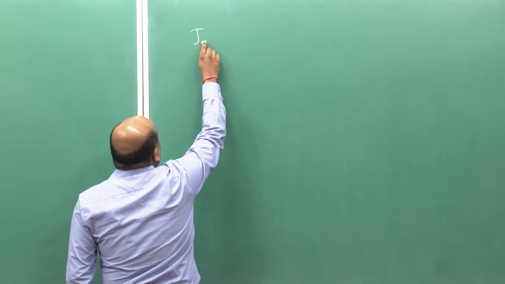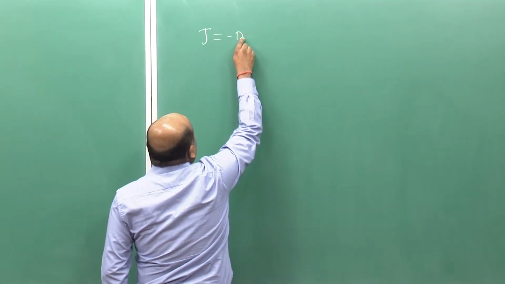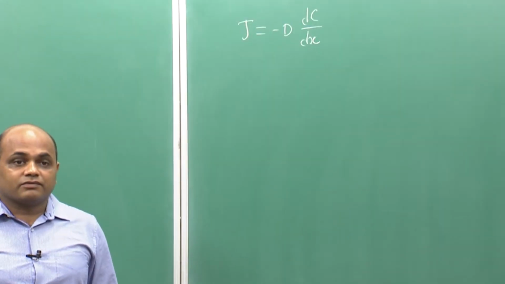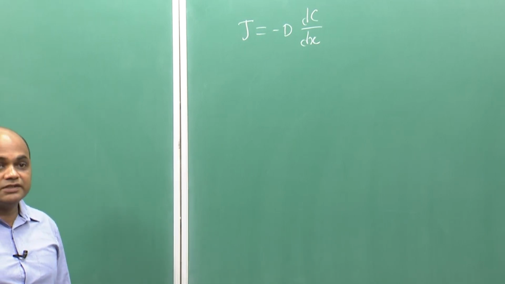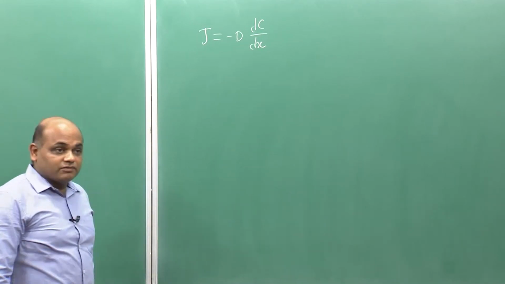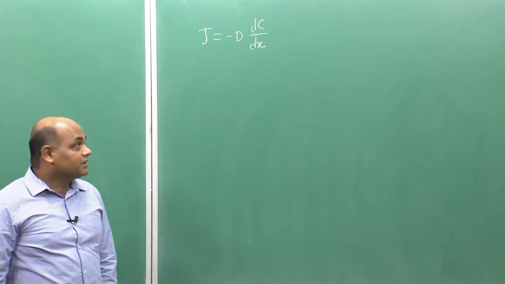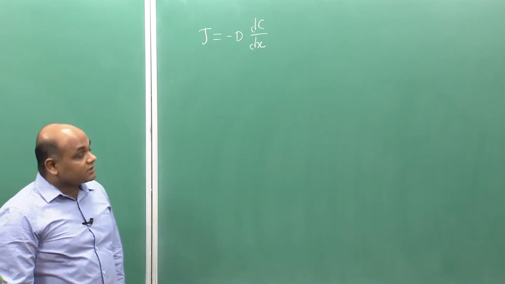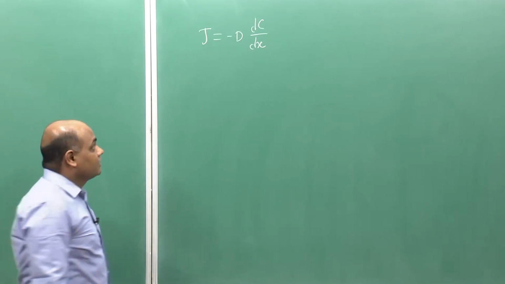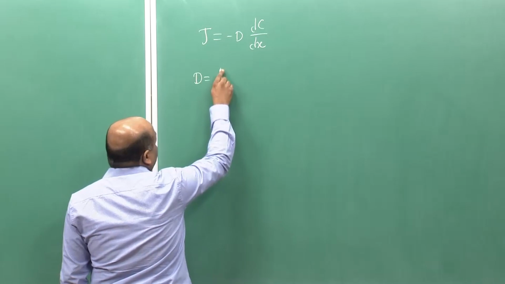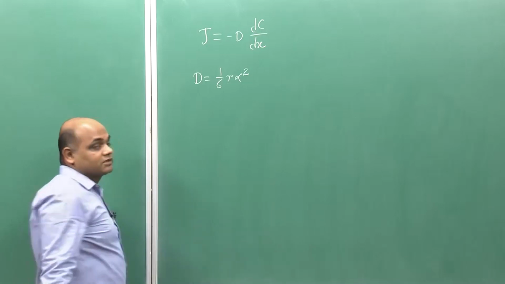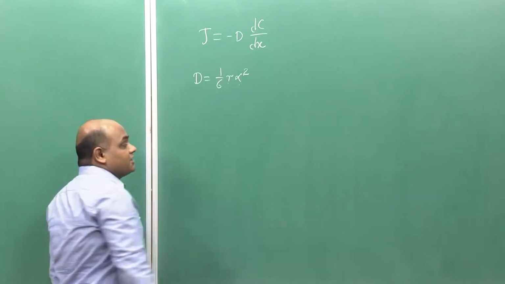So we have seen the expression for Fick's law for diffusion of a component, J equal to minus D dC by dx. Now in this expression D is constant, which is called diffusivity, and remember it is valid when the concentration gradient is very small, because only then D is constant. We have derived this expression for D equal to 1/6 gamma alpha square, where gamma is the successful jump frequency and alpha is the jump distance.